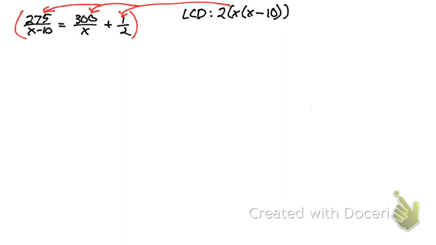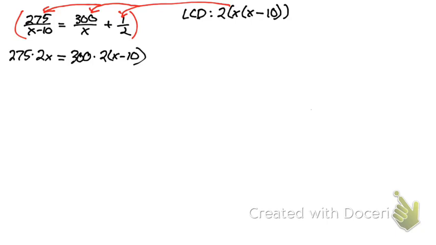Now let's speed this up a little bit. When I multiply this entire thing by this one, your x minus 10s will cancel off. So you'll be just left with that 2x. So we're left with the 275 times just that 2x remains. Then on the other side, when we multiply by that 300 over x, our x's would cancel out. So I'm just left with that 2 times x minus 10. So we're going to have 300 times 2 times x minus 10.